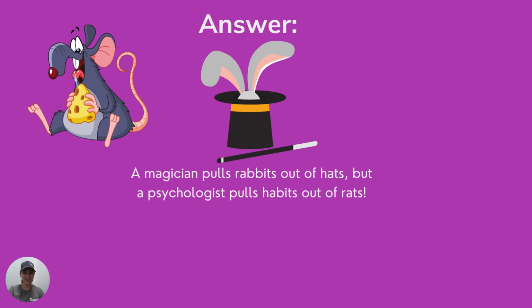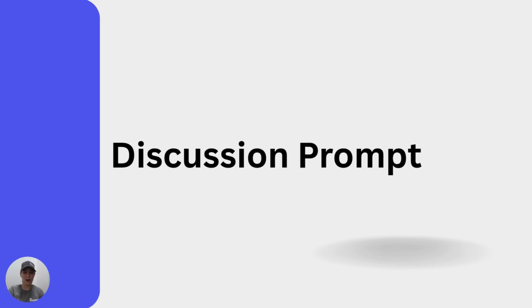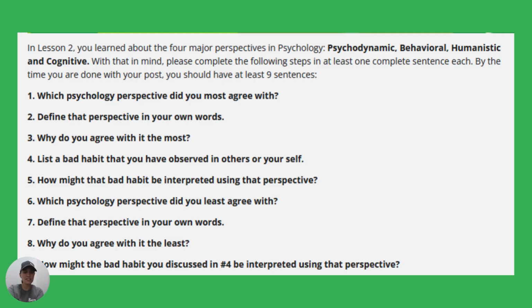All right, let's talk about your discussion prompt. Here it is. In lesson 2, you learned about the 4 major perspectives in psychology: psychodynamic, behavioral, humanistic, and cognitive. With that in mind, please complete the following steps in at least one sentence each. By the time you're done with your post, you should have at least 9 sentences.